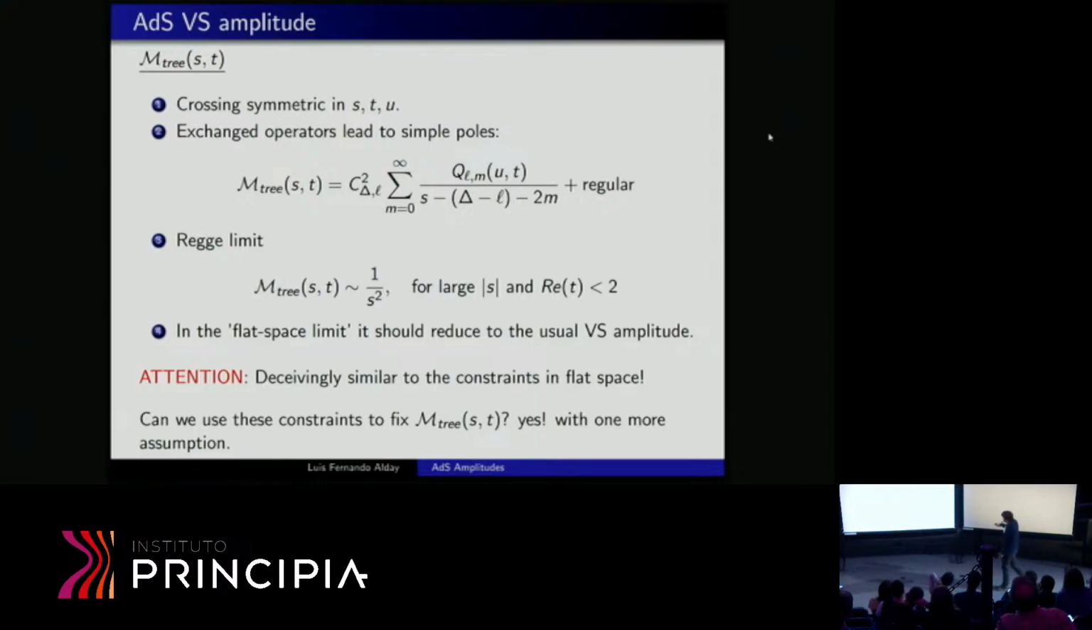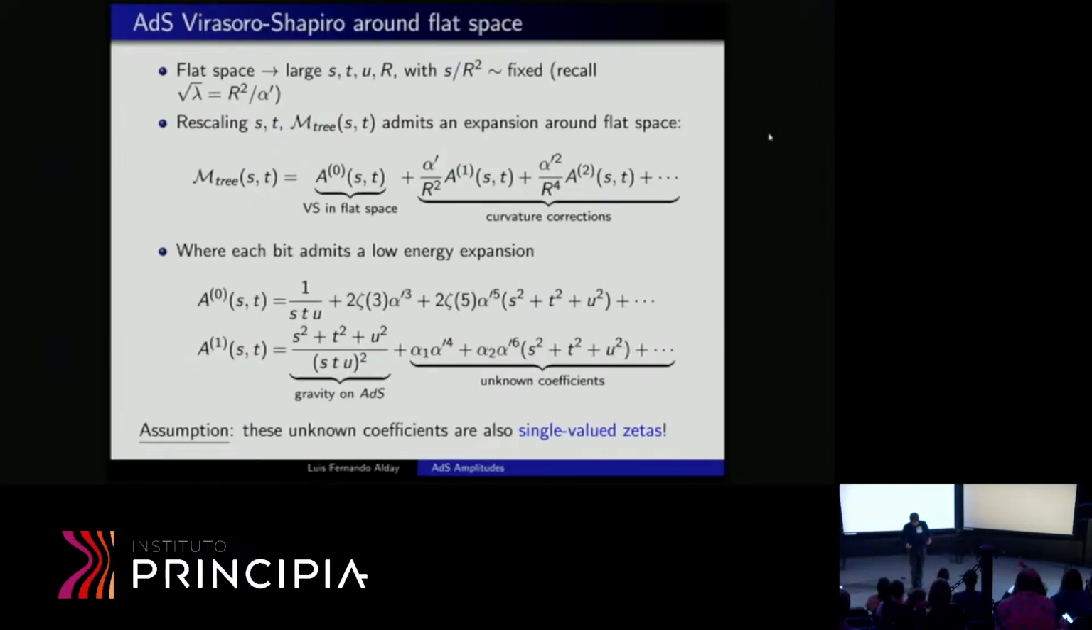And the answer to the question, can we use these constraints to fix this M3 ST, the AdS Virasoro-Shapiro amplitude, is actually yes, but we need to make one more assumption, which is crucial and really strong. So in order to tell you what this assumption is, let me tell you a little bit about this flat space limit.